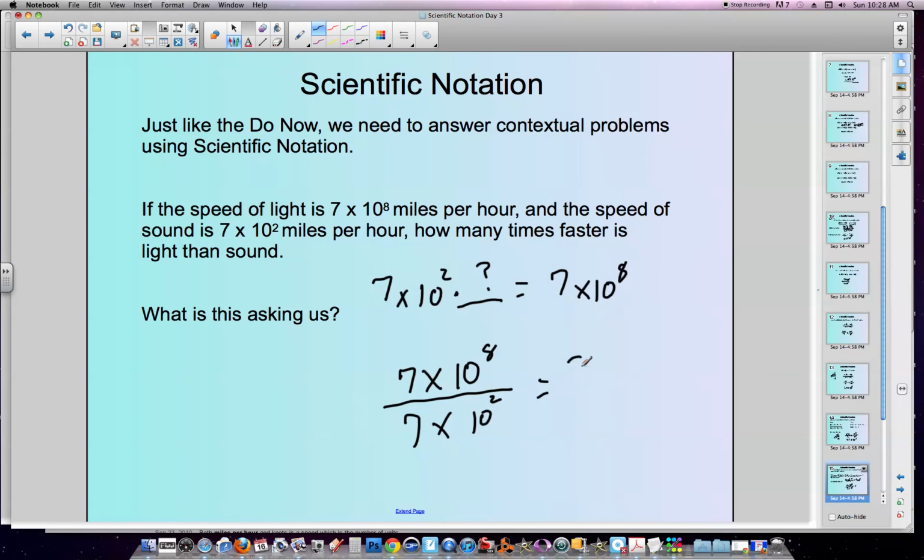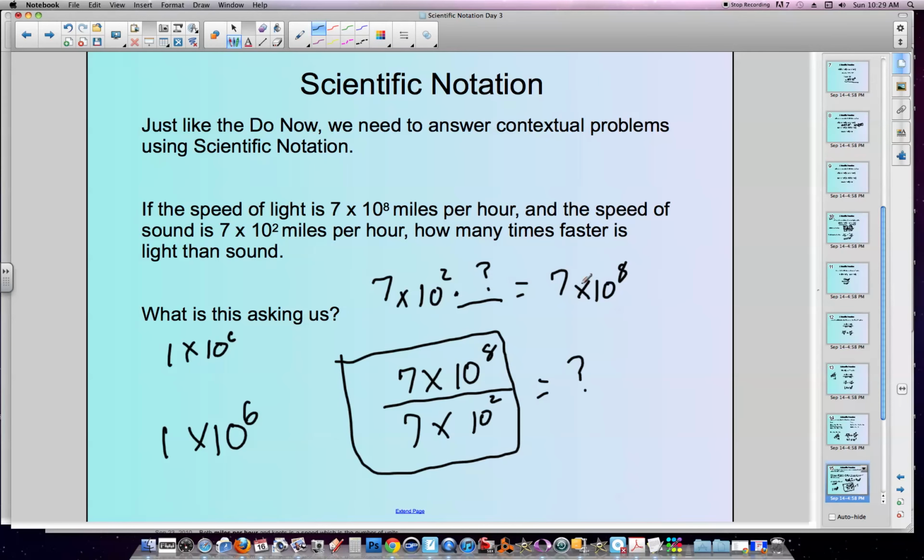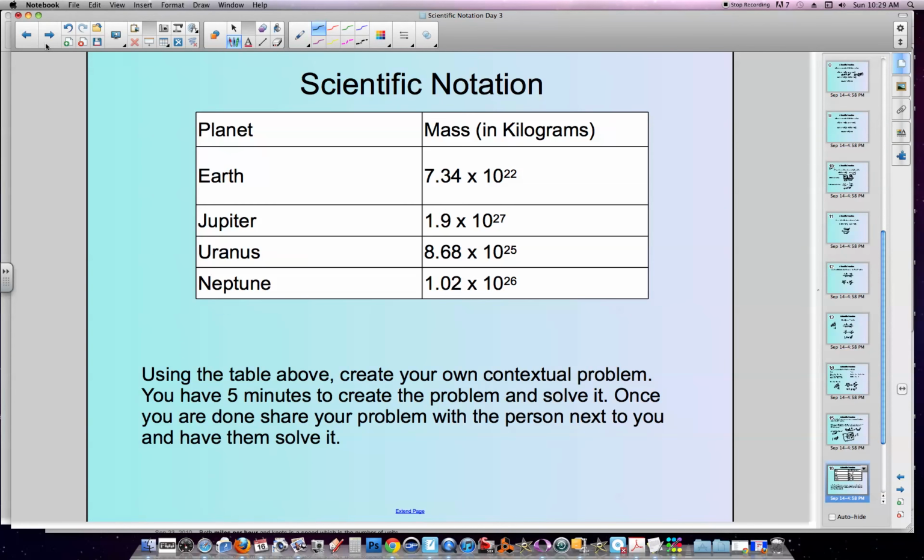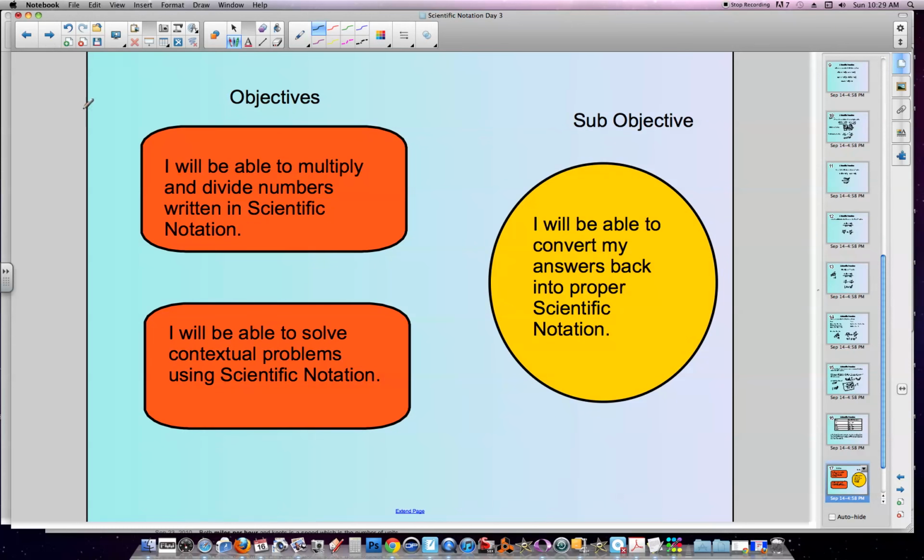And that's going to give me my how many times faster. Well, what's 7 divided by 7? That's 1. And what's 8 minus 2? 6. So when it says how many times faster, that's just 1 times 10 to the 6th, right? As long as you understand what we were doing earlier, this is the easy part. The hard part is just understanding what the question's asking. All right, and that's it.